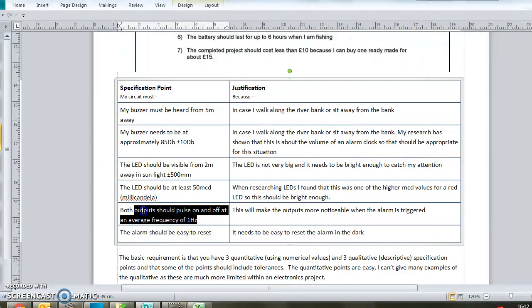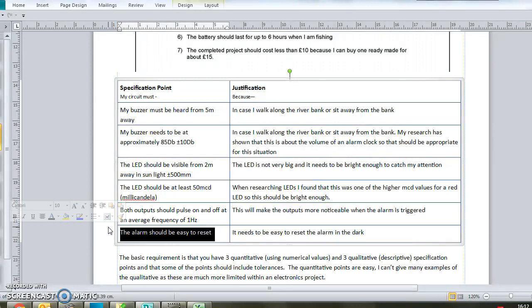We then moved on to: both outputs should pulse on and off at an average frequency of 1 Hertz. Lovely. Why? Have we got anything in the research that nominates 1 Hertz as a speed? Because in reality, the justification I've just put is that this will make the outputs more noticeable when the alarm is triggered, which is true, but I haven't actually said, and this comes back to my project analysis or my product analysis or my research into different components. So there should be something realistic based on one of those 3 elements that this specification is referred back to for the justification.